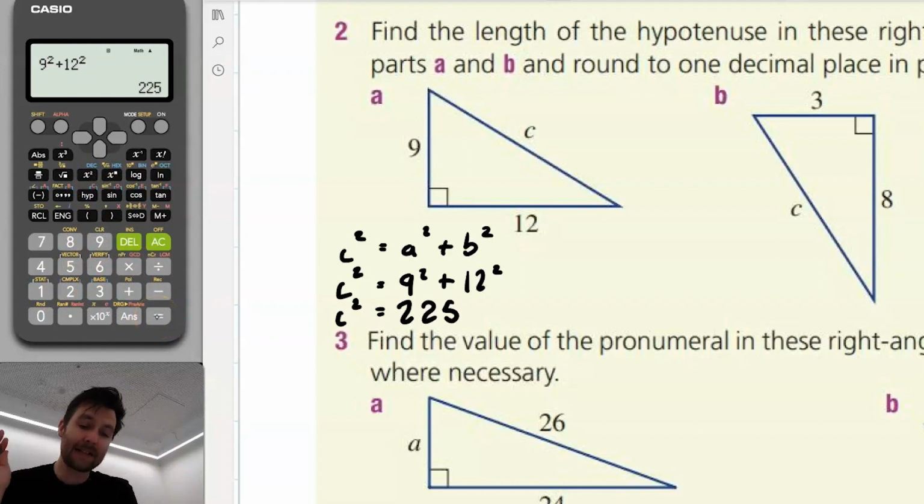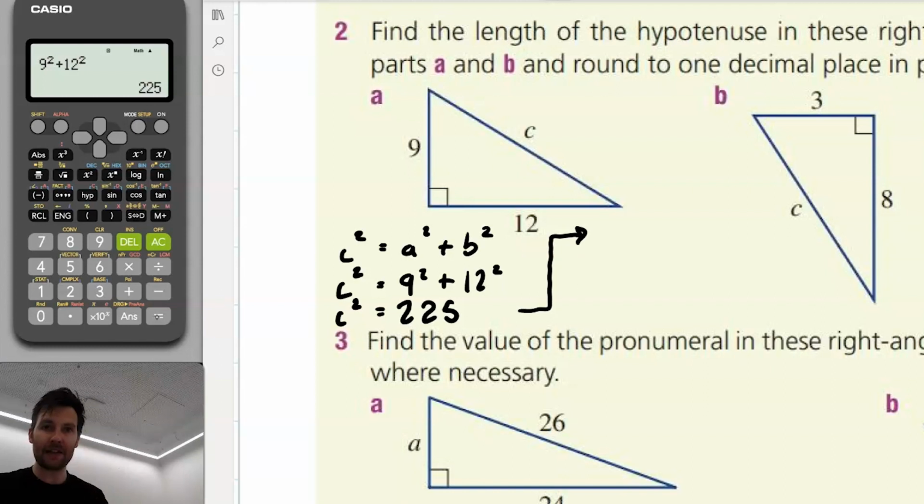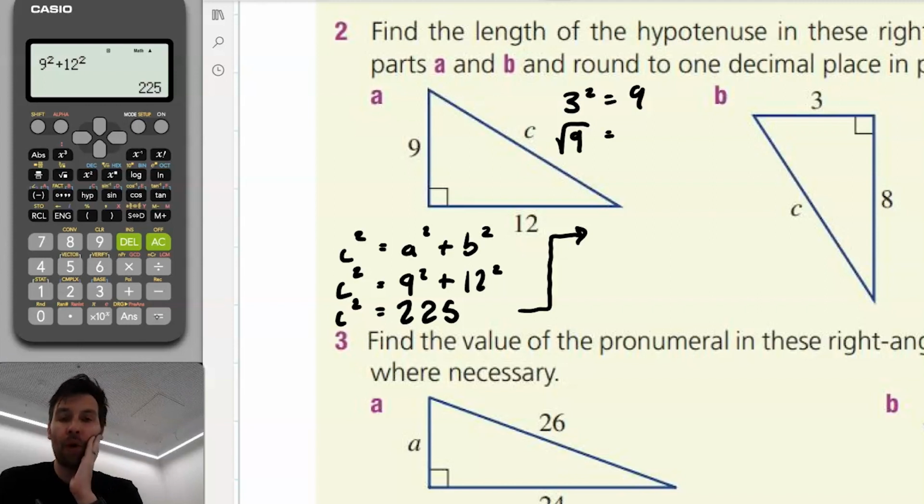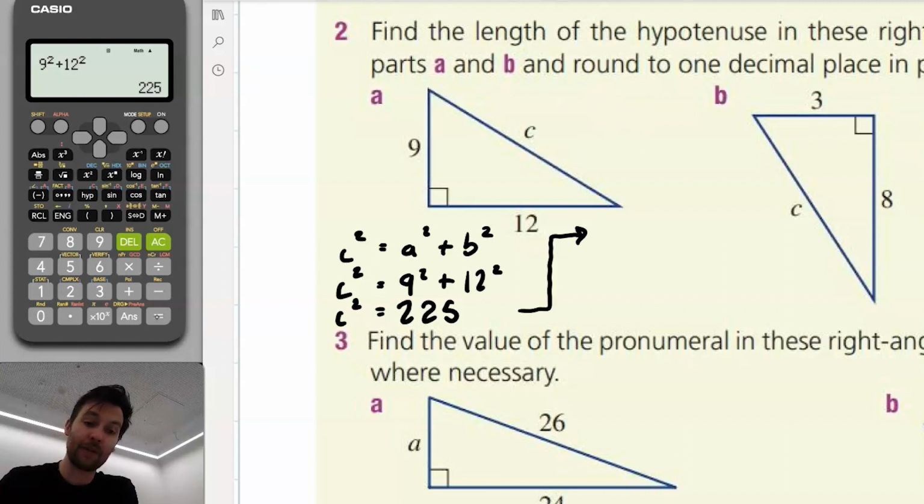And that's equal to 225. But that's great. We found out what the longest side squared is, but we want to find out what the actual side length is, not the length of that squared. And what you might recall is that if I just pick a random number, 3 to the power 2 equals 9. But then if we found the square root of 9, finding the square root is saying, well, what number multiplied by itself is going to give me the number I'm finding the square root of. So in this instance, the square root of 9 is 3. So that's going to get us back to the original number.